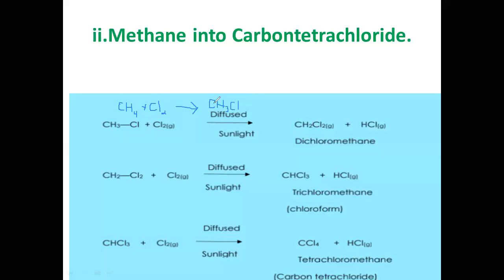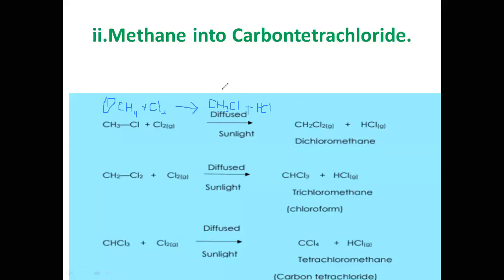This is called methyl chloride, and the hydrogen which is replaced by halogen, that hydrogen will react with the second chlorine atom and will form hydrochloric acid or HCl. This is the first step. In first step, the methane will react with the chlorine atom and will form methyl chloride and hydrochloric acid.